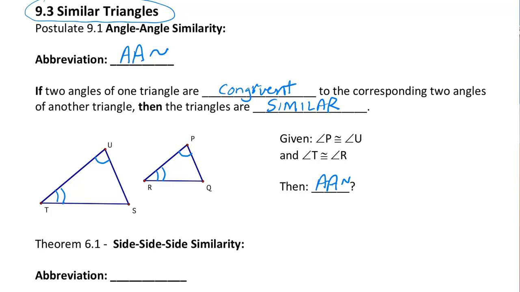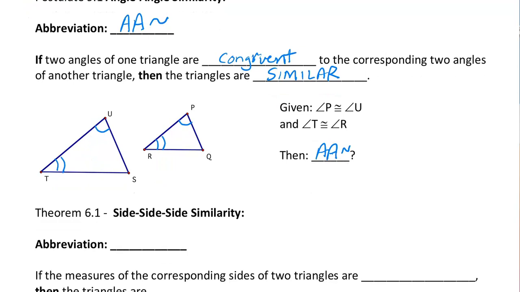The reason why we don't need it to be angle-angle-angle similarity is because we know automatically that these two angles must be congruent based on the fact that all the angles add to 180. And if these two are congruent and these two are congruent, then by default these angles must be congruent. But again, we only call it angle-angle similarity.